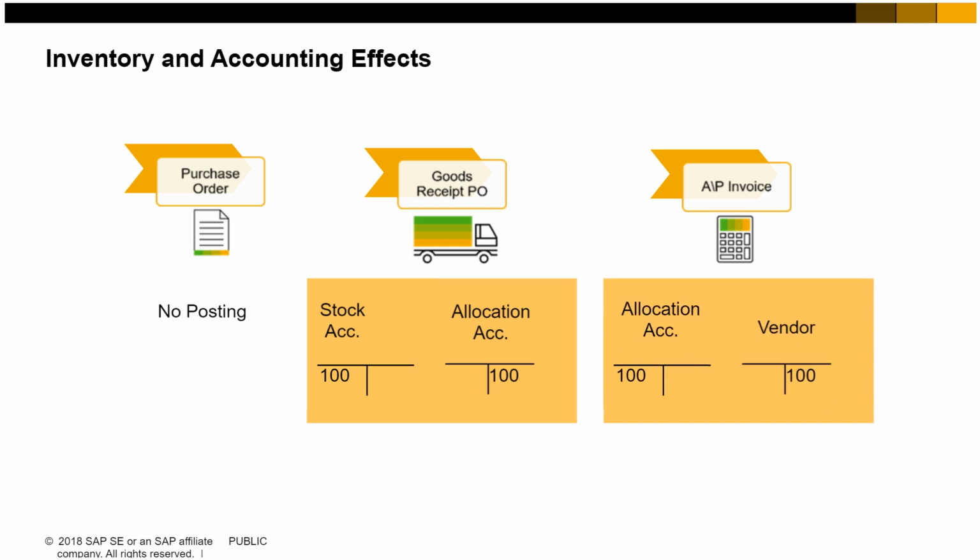At that point, the AP invoice creates a journal entry that posts the invoiced amount to the debit side of the allocation costs account and to the credit side of the vendor account. In this way, the amount in the allocation cost account from the goods receipt PO is cleared, and the system records the amount owed to the vendor.